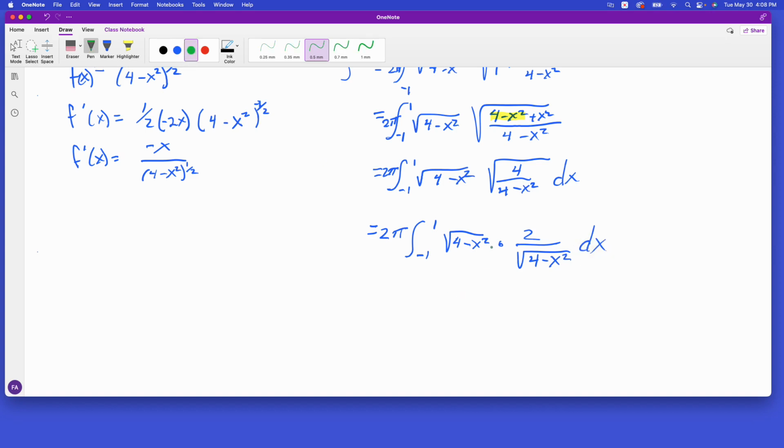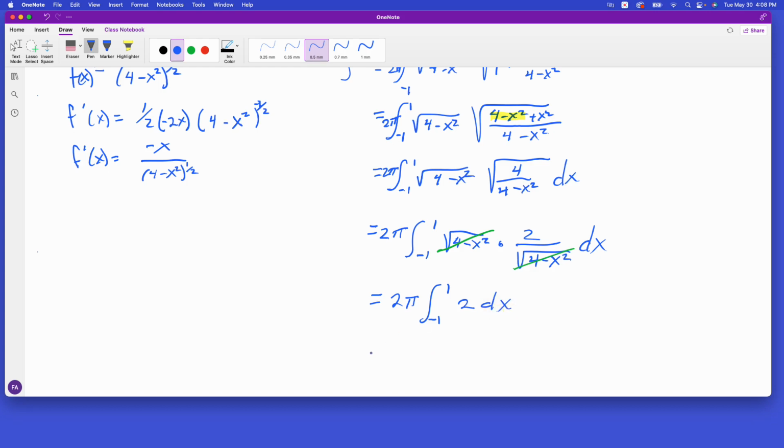If you haven't seen it yet, here it is. I'm going to draw it out for you. That and that will cancel each other out. And what do you now have? Now you have 2 pi times the integration from negative 1 to 1 of 2. All right? So if I have the integration of 2, the 2 I could just move out in front if I wanted to and make it 4 pi, but I can also leave it in there.